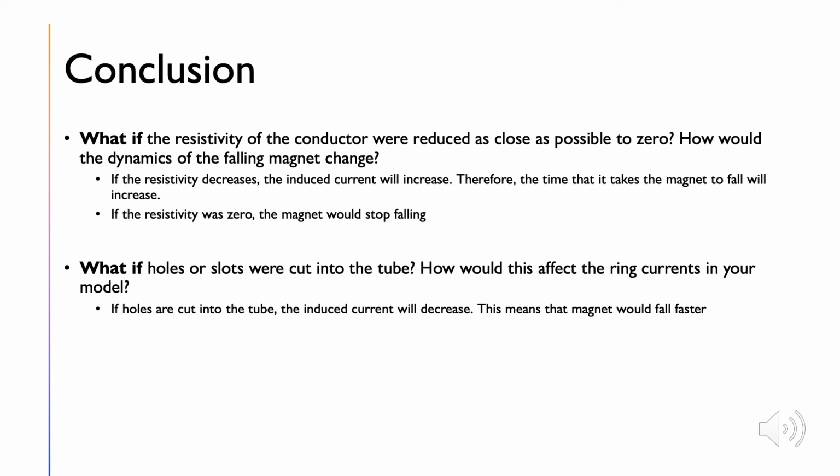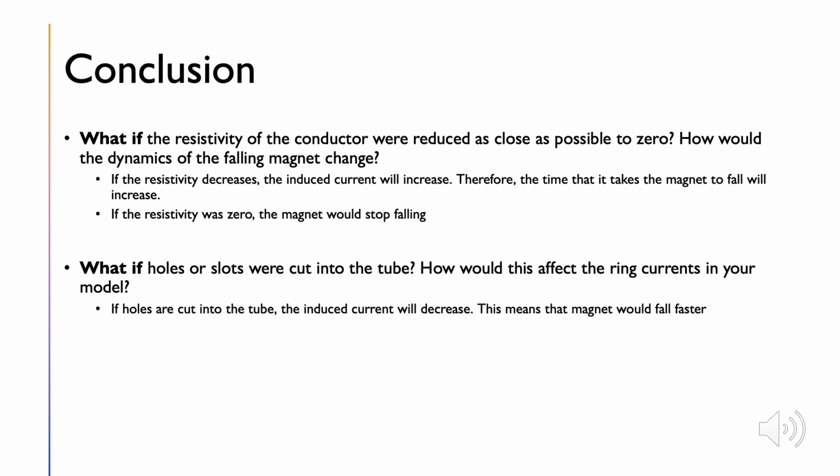To conclude this lab, let's go into some hypotheticals. What if the resistivity of the conductor was reduced as close as possible to 0? How would the dynamics of the falling magnet change? Well, if the resistivity decreases, the induced current will increase as V equals IR. Therefore, the time that it takes for the magnet to fall will increase. And if the resistivity was 0, the magnet would stop falling. This, however, is not physically possible.